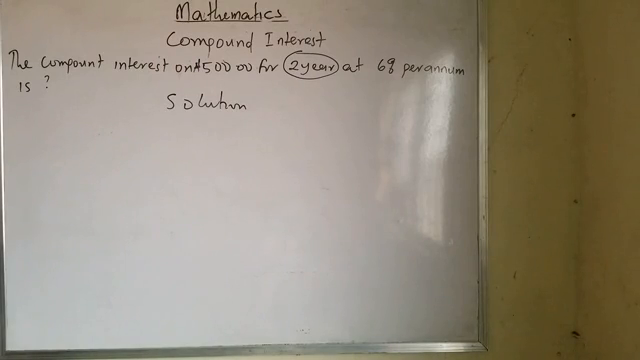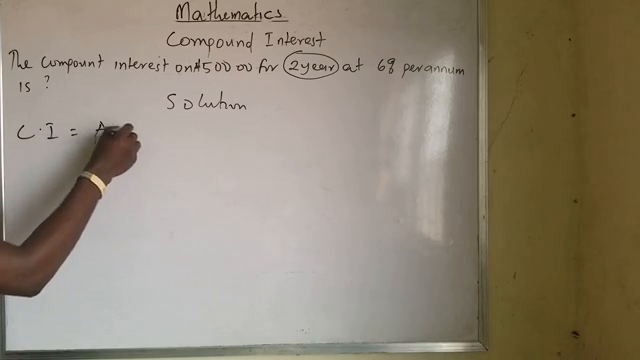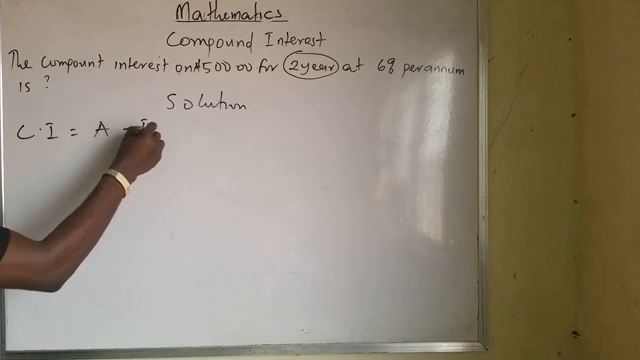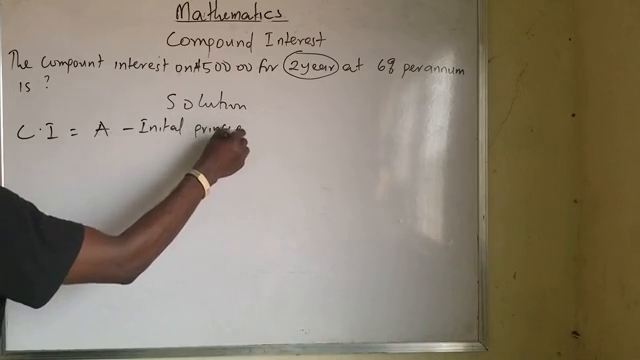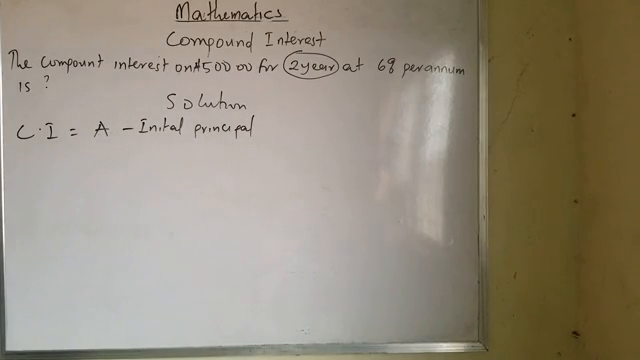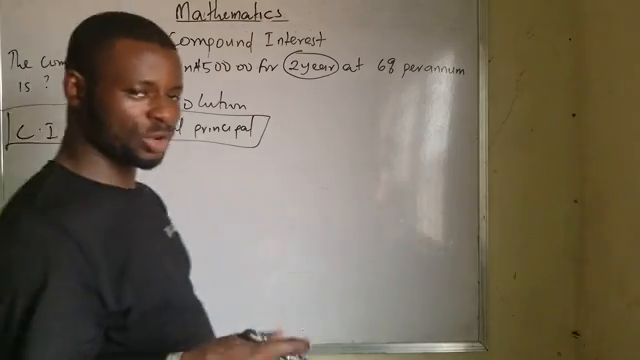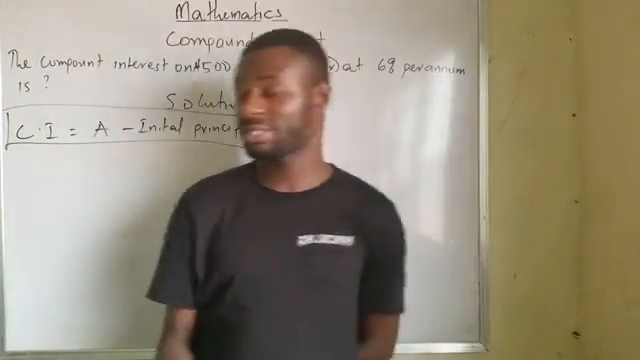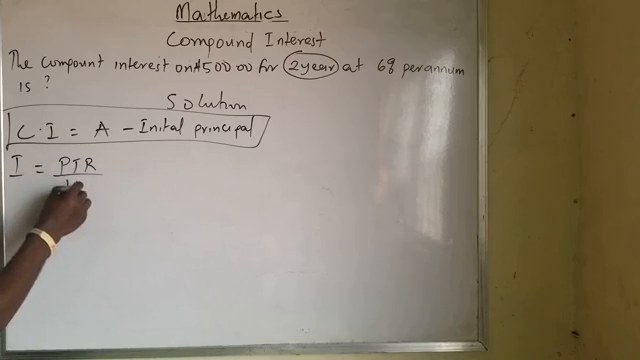Now I'm talking about what? The compound interest. And according to what compound interest is, compound interest is equal to amount minus initial principal. Please take note of that. Initial principal is what I'm working towards, because this time around we'll be generating first principal, second principal. Now let's see. I know that my interest equals principal times rate over 100.